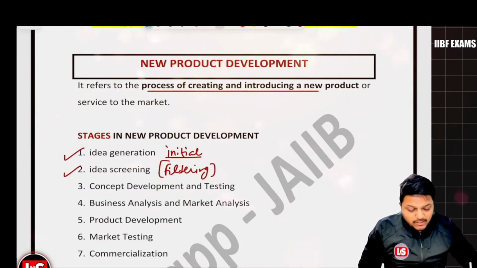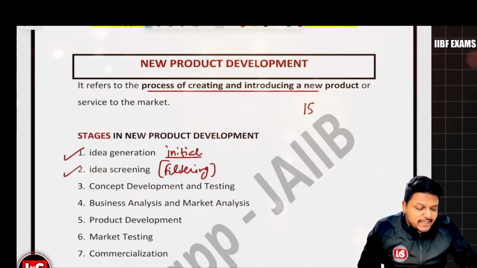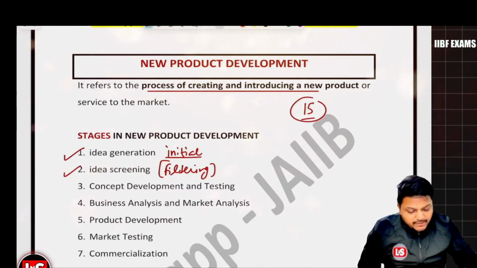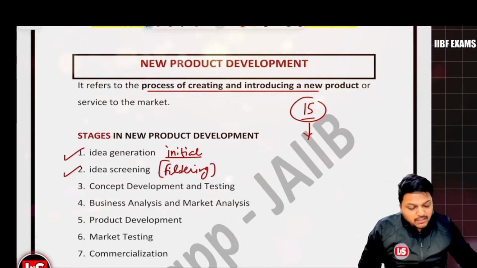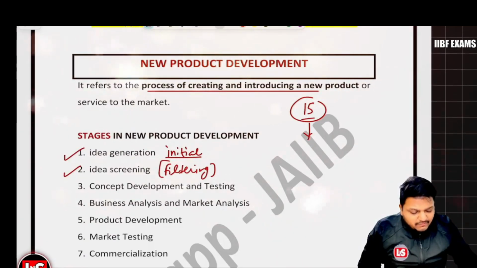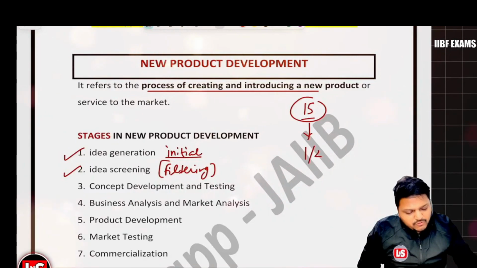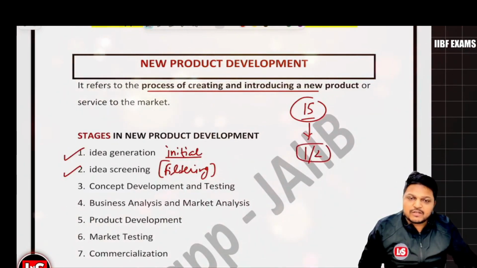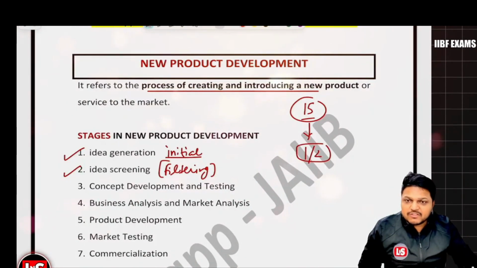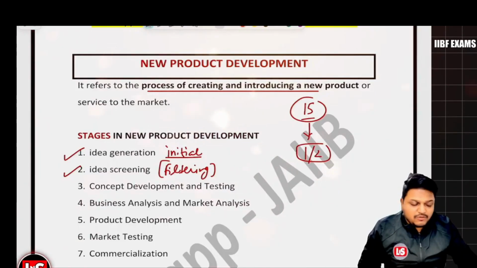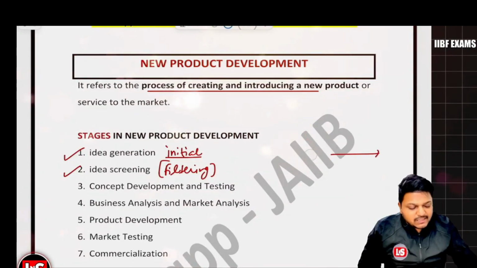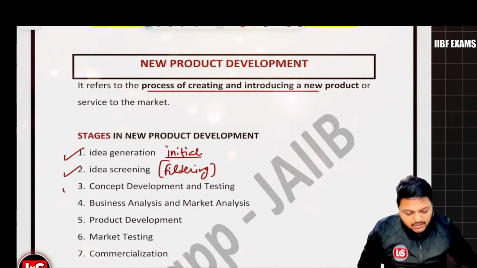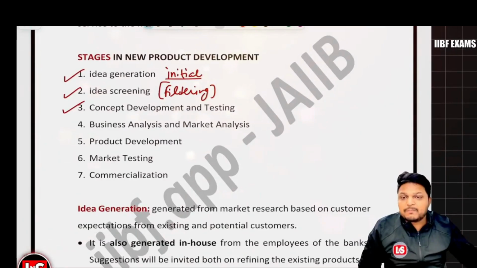So let's say if you were previously having 15 ideas, now when the screening is done, you're left with just one or two ideas which are viable, not risky, and profitable, which you will pass on for further development. That's idea screening. The third is concept development and testing.